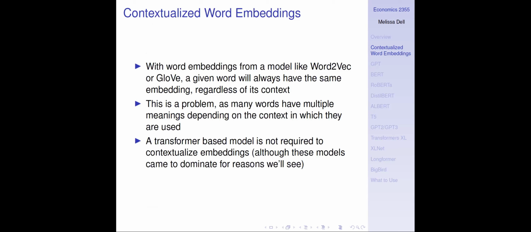If you think back to a lecture we had a couple of weeks ago where we talked about word embeddings with a model like word2vec or GloVe, you'll recall that one of the features of that was that a given word will always have the same embedding regardless of its context. So like river bank and robbed a bank, the word bank would have the same embedding.